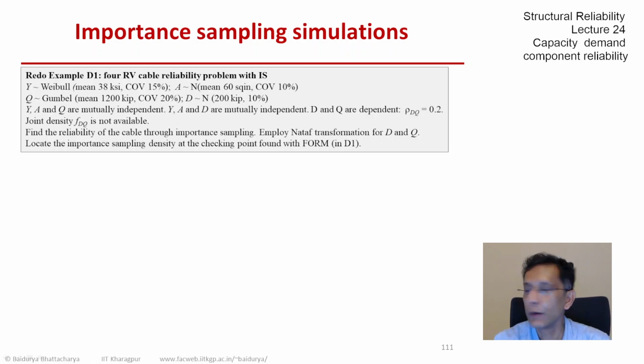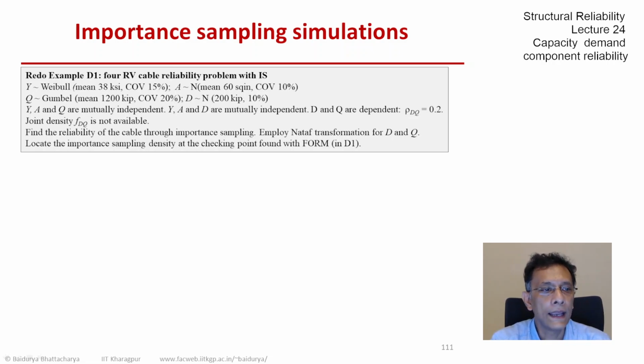The first example we take up is the one involving again our old friend, the cable in tension. It's the example group D1, which has 4 random variables, and let's just take a few seconds to read through the problem, and then we will go through the steps in solving it.